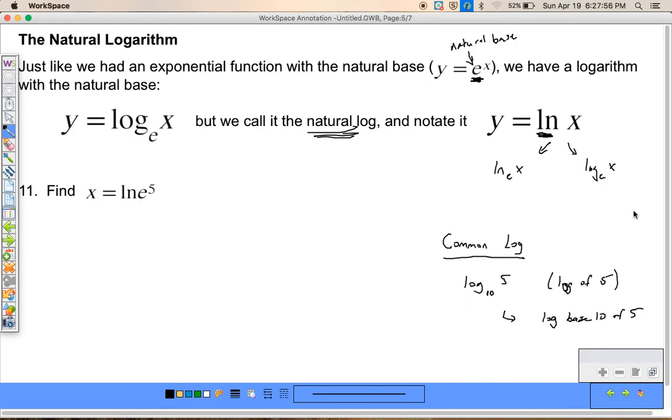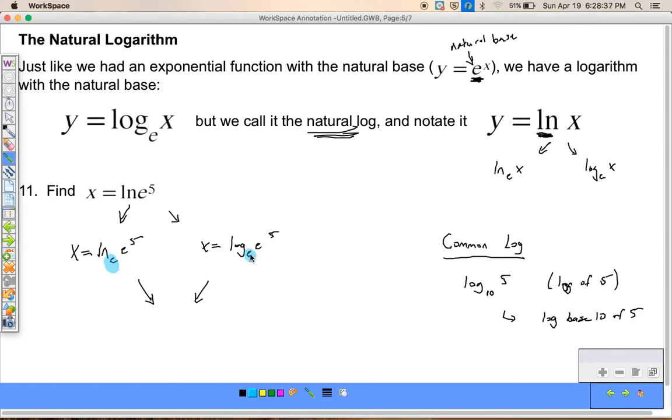So for question 11, it's saying find x when x equals the natural log of e to the fifth. So there's no visible base in there. So first thing we probably want to do is let's see that visible base. We can write this as x equals natural log base e of e to the fifth, or we could write this as x equals log base e of e to the fifth. And then for either one of these, since they're both logs, we can rewrite this into exponential form. So for either one of these, we want to identify that base first. Whichever one we look at, our base is going to be e.